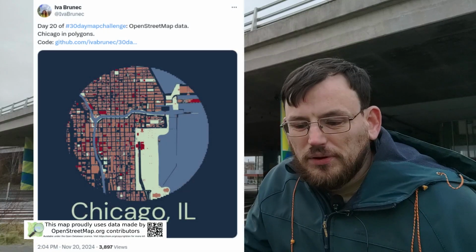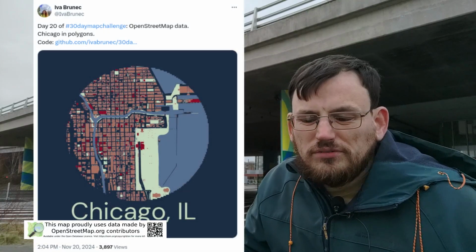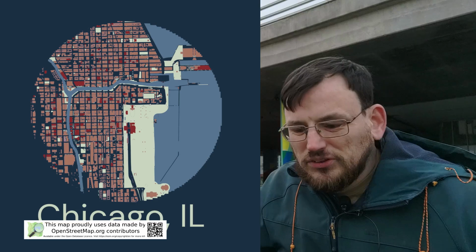Day 20, the prompt was OpenStreetMap. So of course that's great. Opens up the world so much. There's so much data. I saw one that was Chicago in a circle, in the polygons of Chicago. Quite vibrant, quite cool, quite arty, postery, nice, simple.